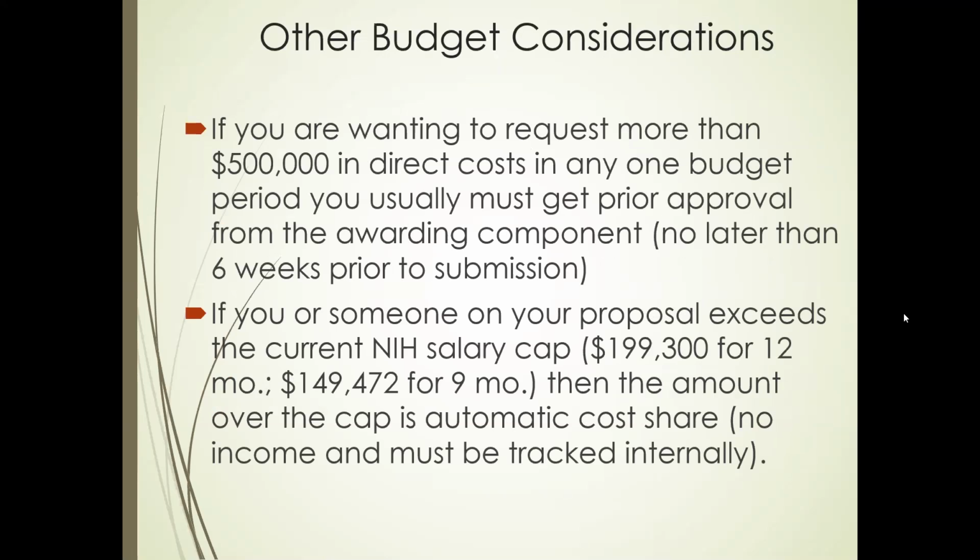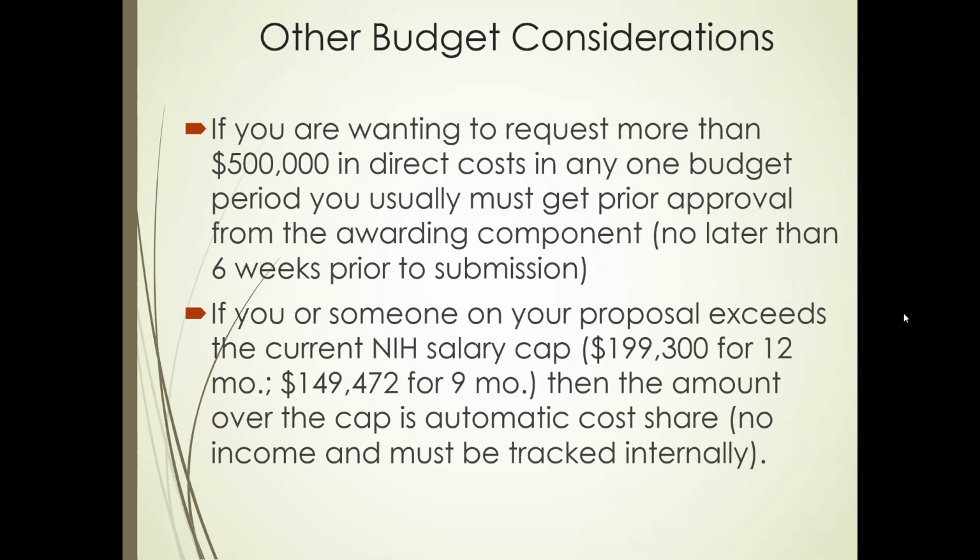If you are working on a very extensive program of research and you're going to be needing over $500,000 in direct cost in any one budget period, then you have to have prior approval from NIH, and you're supposed to ask for this 6 weeks prior to the proposal being submitted. So you have to go to the program officer where you think it's going to be funded and get permission to have this large budget.